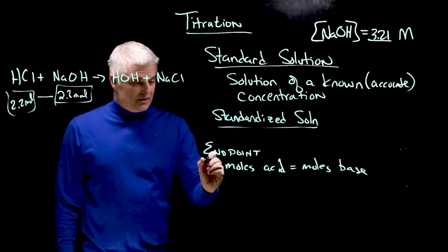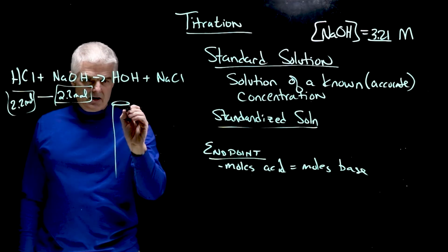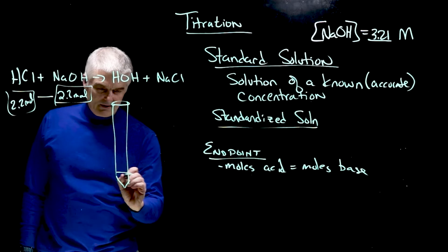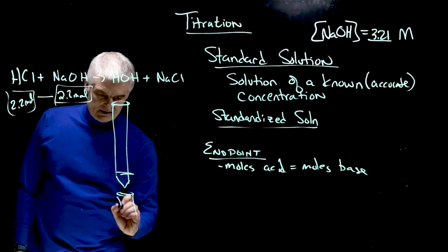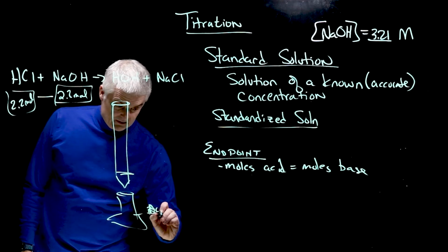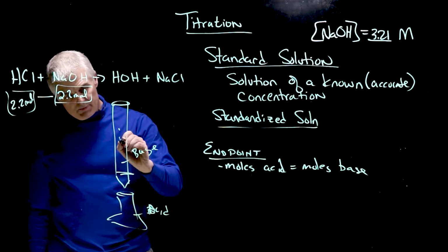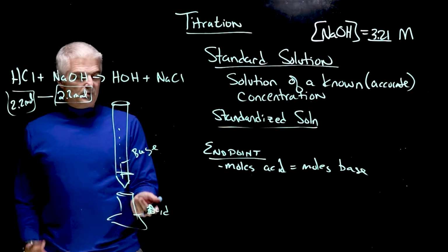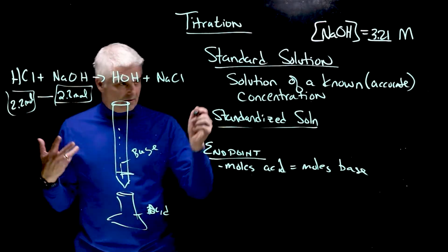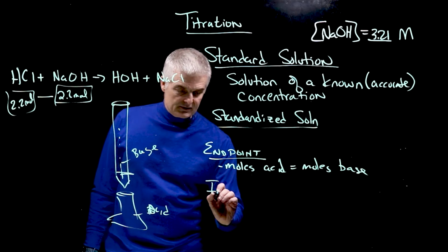Which leads us to, how do you know you've reached the endpoint? So essentially what we're going to do, and you're going to see this in just a second, we're going to have a big long tube with a point and a little valve at the bottom. We're going to have a flask down here, and usually we'll put the acid down here, and we'll put the base up here. And then we're going to drip it into there until it reaches the endpoint. But how do you know you've reached the endpoint? It leads us to our fourth and final thing. We need to have something called an indicator.